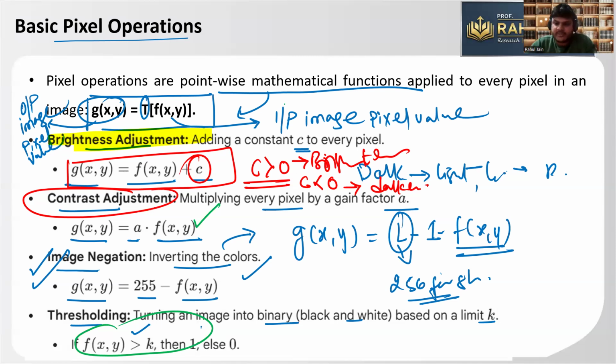So basic pixel operations are point-wise image processing operations, where each pixel is independently transformed using arithmetic or logical functions to enhance image brightness or contrast or to extract important features.